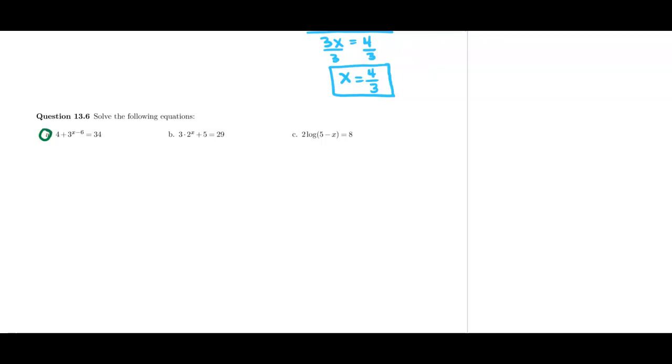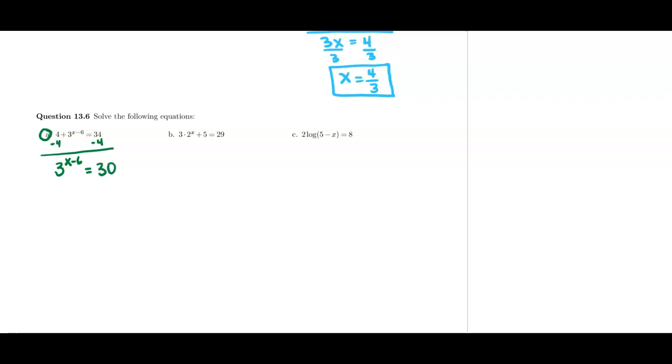So again, you see how I'm trying to get that exponent part by itself, because what I'm trying to solve for is in the exponent, and I cannot solve it with how it is right now. So I'm going to get that part by itself. That means I'd want to subtract the 4 over first, trying to get that alone. So I got 3 to the x minus 6 power equals 30.